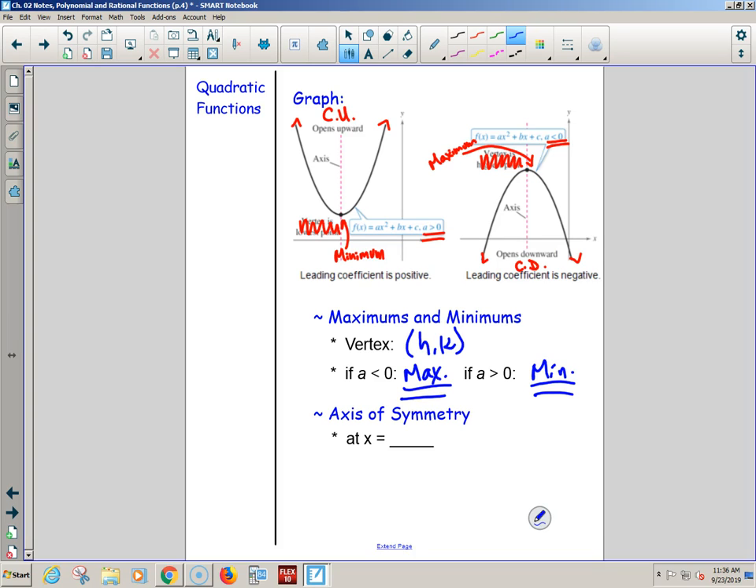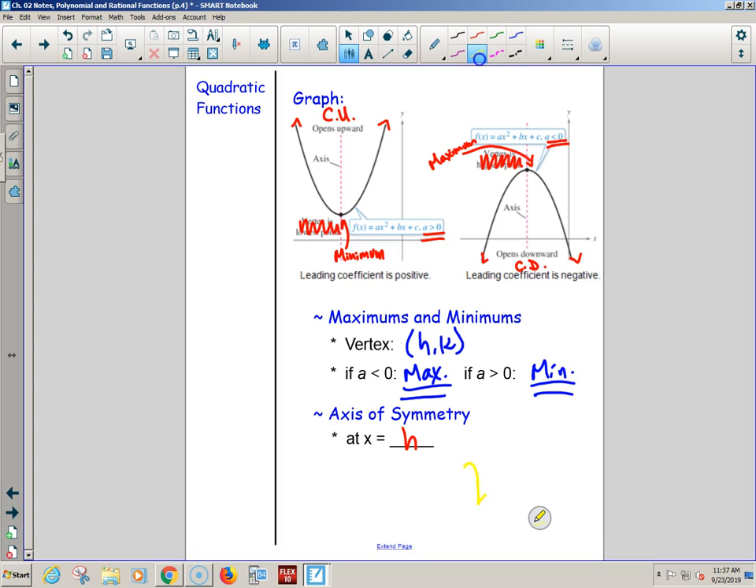Axis of symmetry. What does that do? Where it meets the vertex. The axis of symmetry can be the x value of the vertex. The vertex is always on it. H. And what did we already know about H?